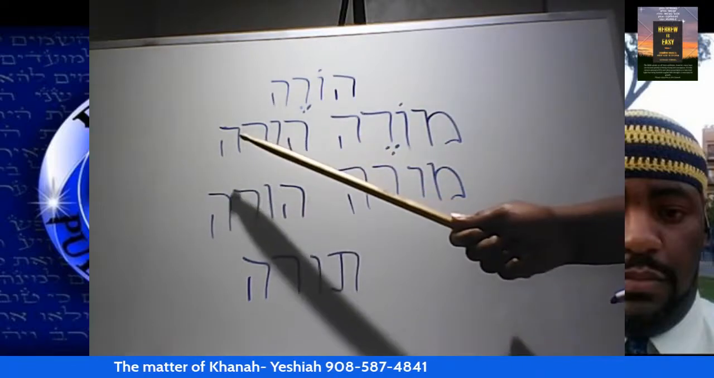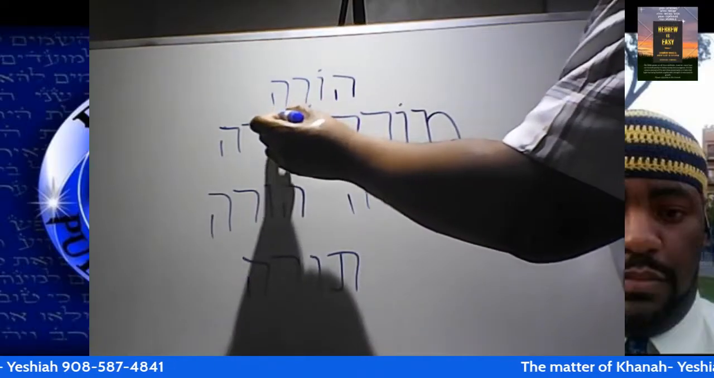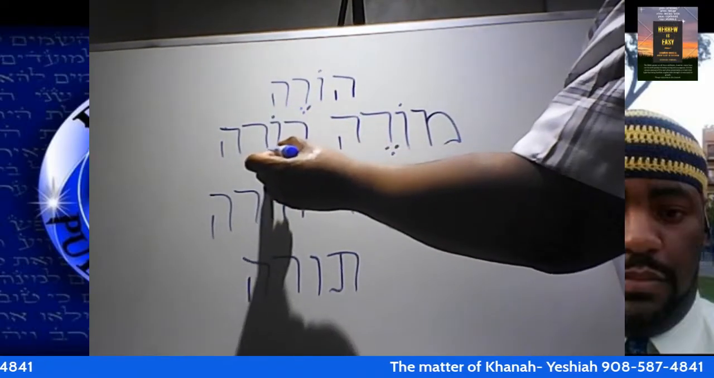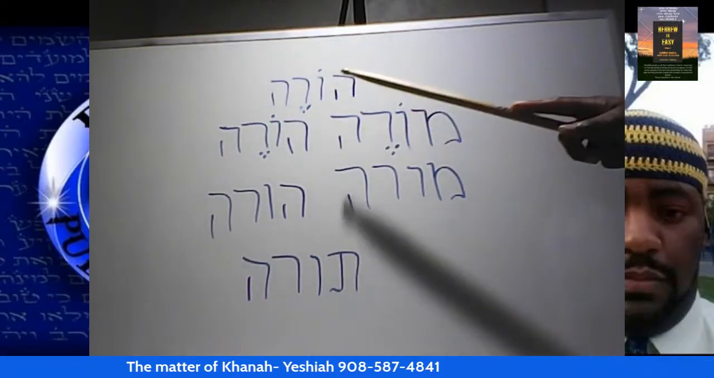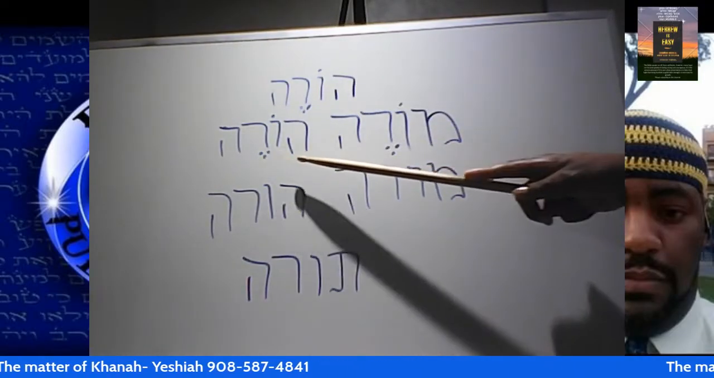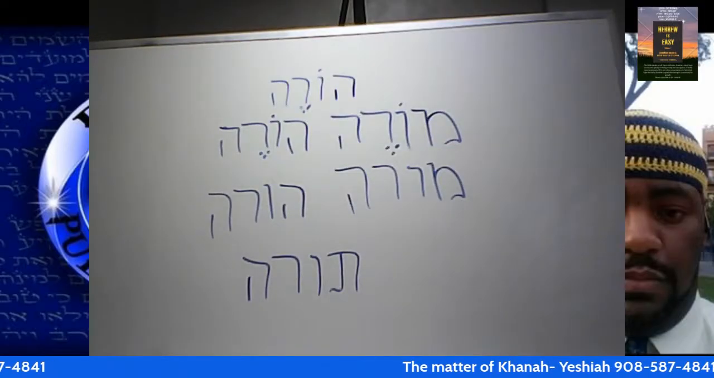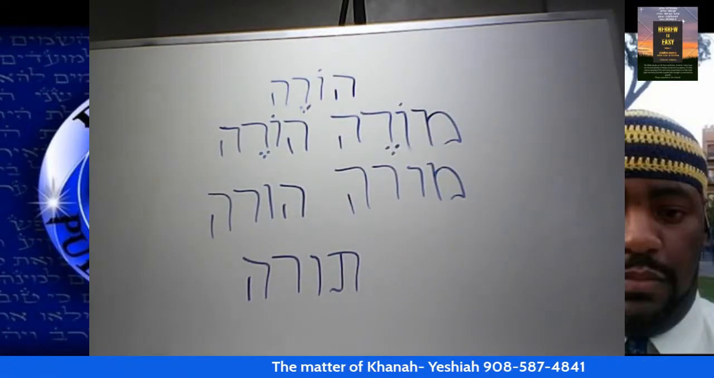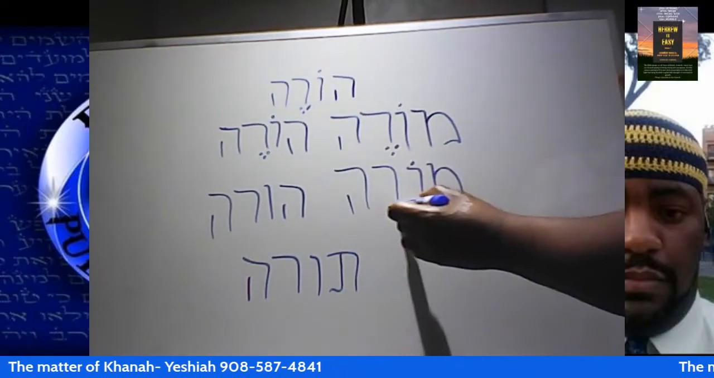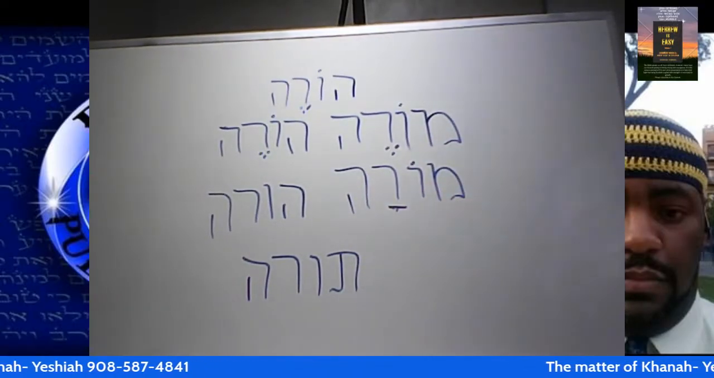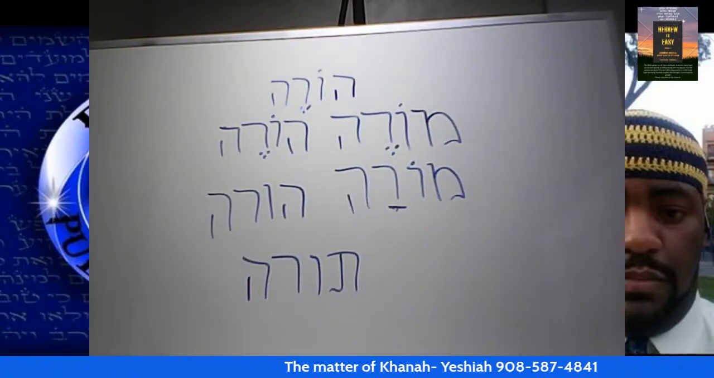Then we have this word here. And we can say it also as hore. Now in this case, we're not dealing with it as a verb, but as a noun. And this means parent, a male parent. Now we have this word here. Okay, and we have it as mora. The word mora meaning teacher, a female teacher.